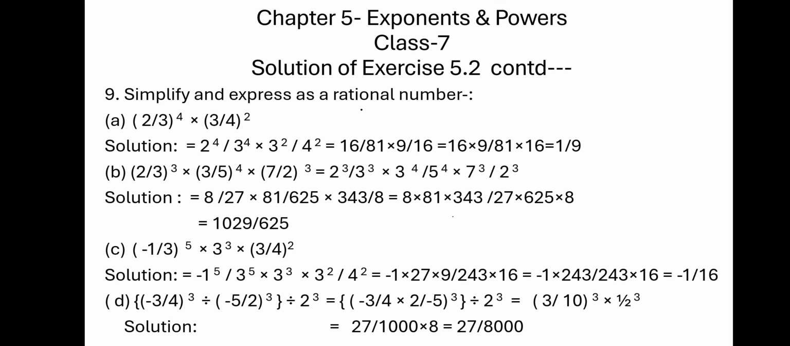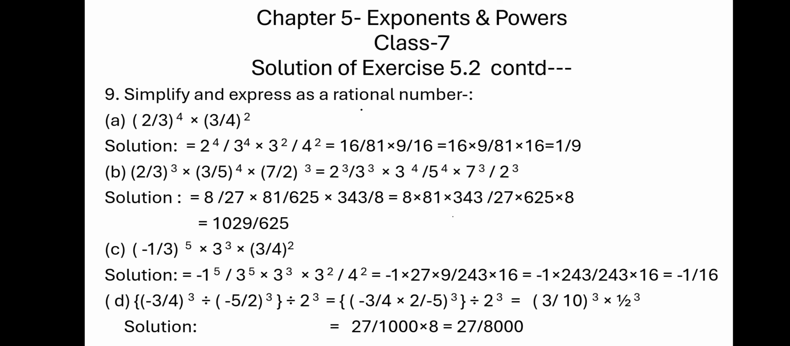So we get 3 into 343, that is 1029 upon 625 is the rational number. We can convert this into a mixed fraction also, but it is not needed because they have asked for a rational number.